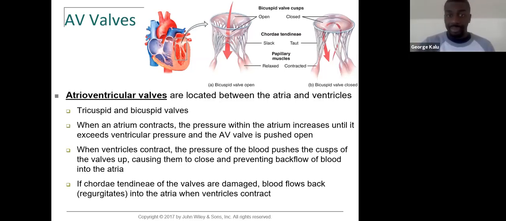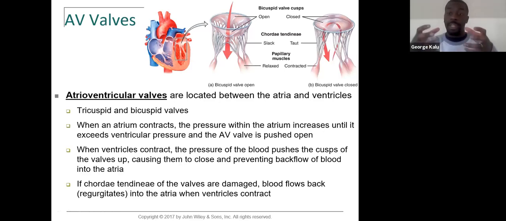When the atria produce more pressure than the pressure inside the ventricles, the atrioventricular valves are going to fly open and allow blood to come from the atria into the ventricles. The AV valve is pushed open. Now, in order to close those valves, the ventricles are going to start to contract.